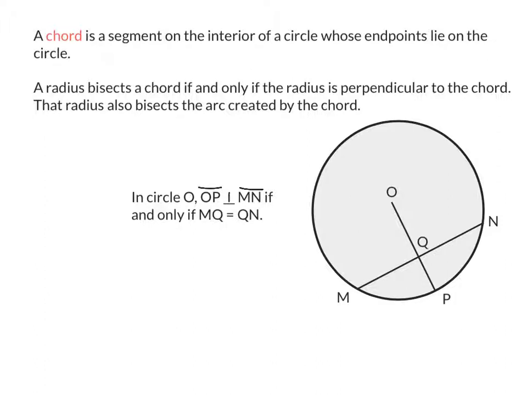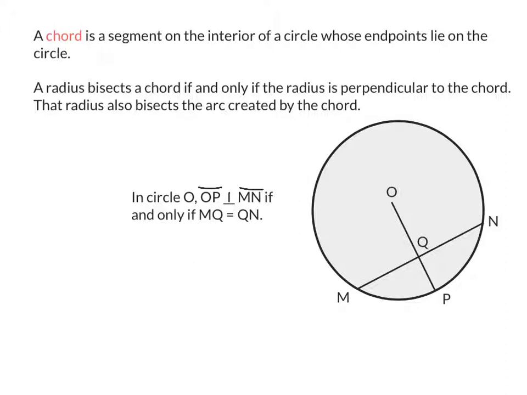Hello. In this video, we're going to be talking about chords of a circle. Now, a chord is a segment completely within the interior of a circle, and the endpoints of a chord lie on the circle itself. So in the example below, segment MN is a chord of this circle because M and N both lie on the circle, and the rest of the segment is within the interior of the circle.